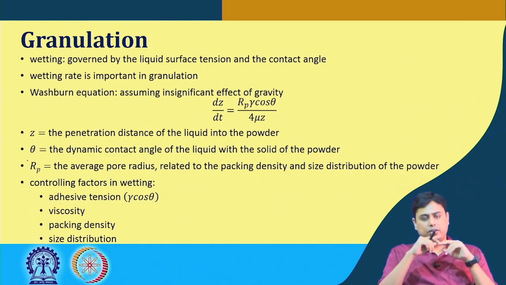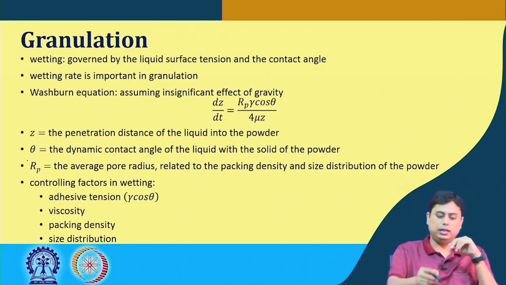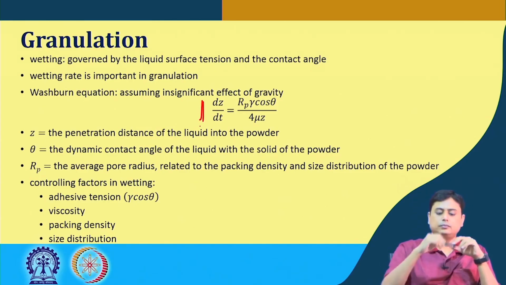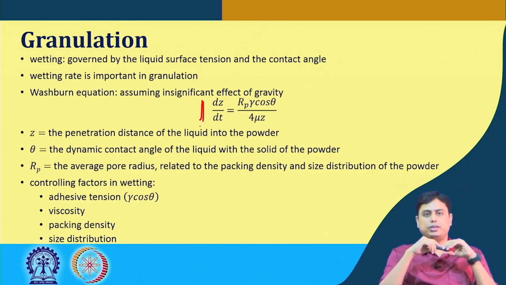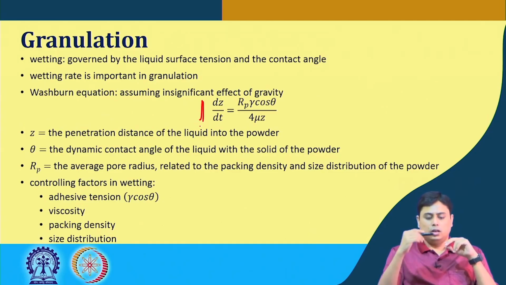Now, this penetration rate is given here, where Z is the penetration distance of the liquid into the powder. You can think of that as the bed depth which the liquid binder droplet travels, and it is basically this expression.